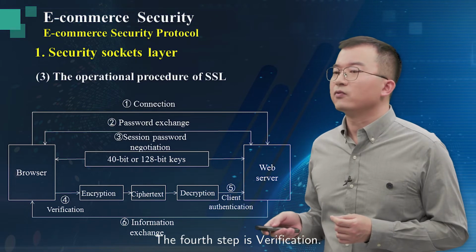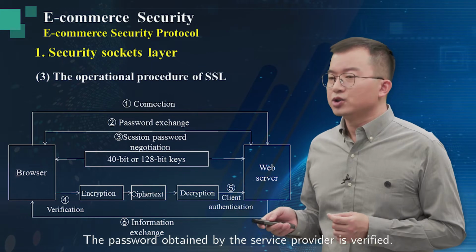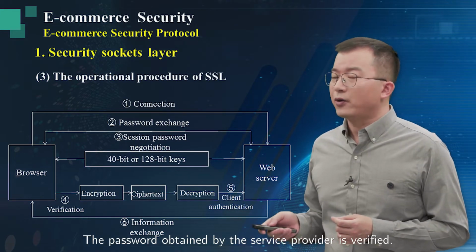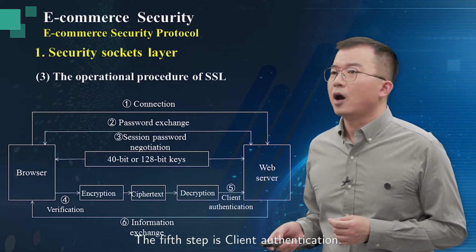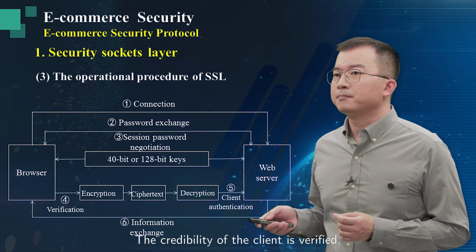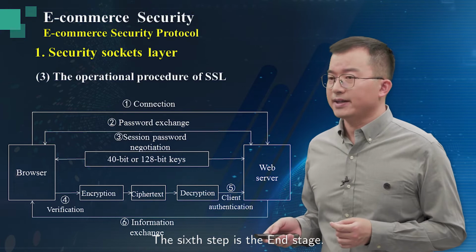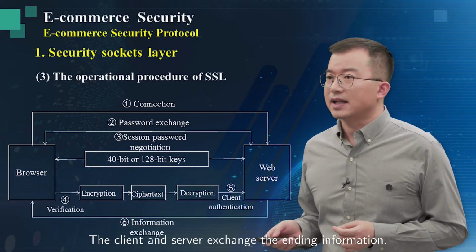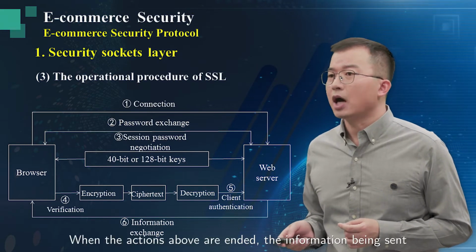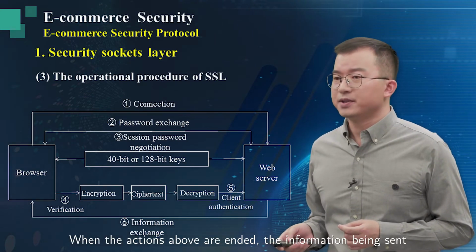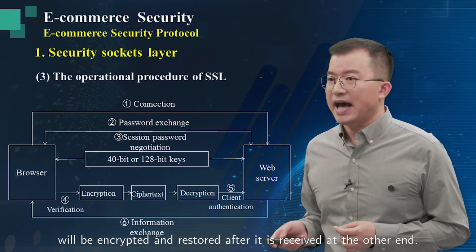The fourth step is verification. The password obtained by the service provider is verified. The fifth step is client authentication. The credibility of the client is verified. The sixth step is the end stage. The client and server exchange the ending information. When the actions above are ended, the information being sent will be encrypted and restored after it is received at the other end.